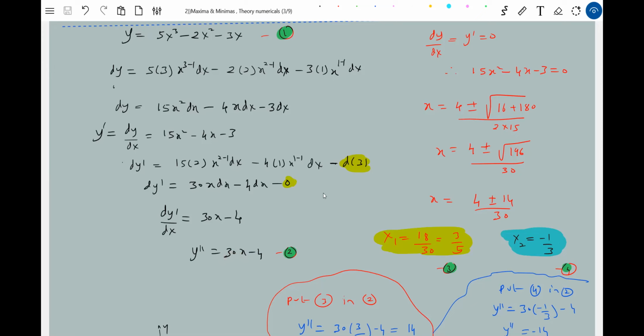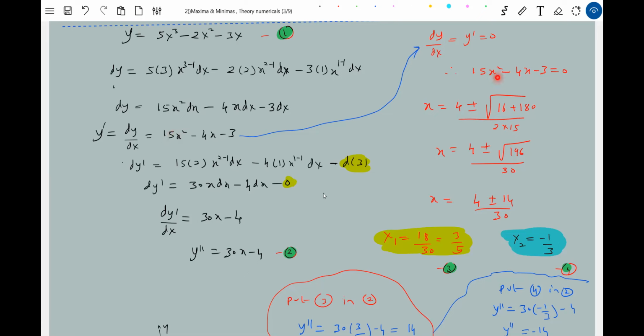So what I do is I just set dy by dx equal to 0. This is a quadratic equation, dy by dx equal to 0. That's what I'm indicating here. We know that at a maximum or minimum, the slope of the tangent drawn at the critical point should be 0. So the first order derivative for both maximum and minimum must be 0. So dy by dx equals 0. So we'll get this quadratic: 15x square minus 4x minus 3 equals 0.